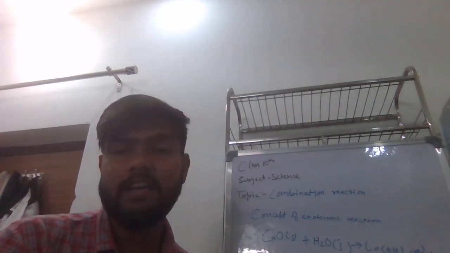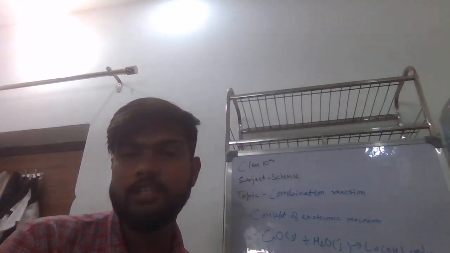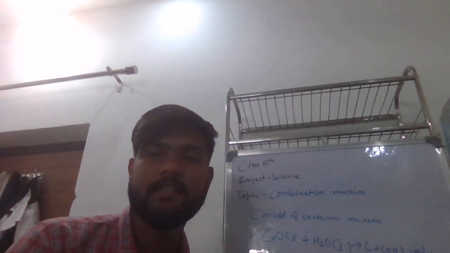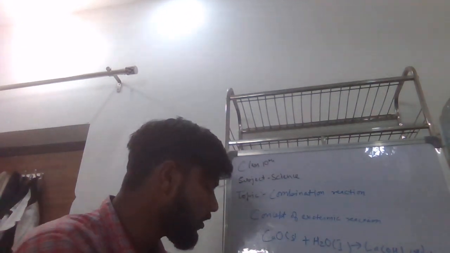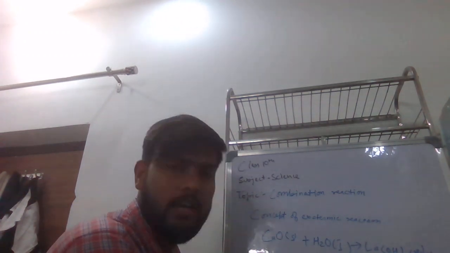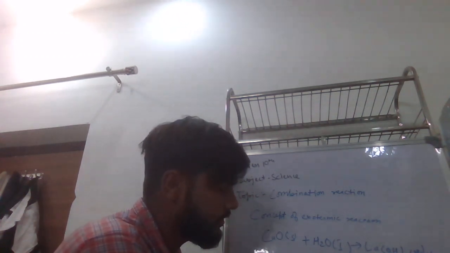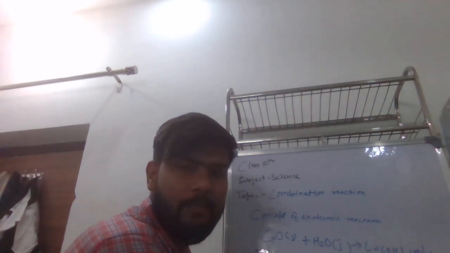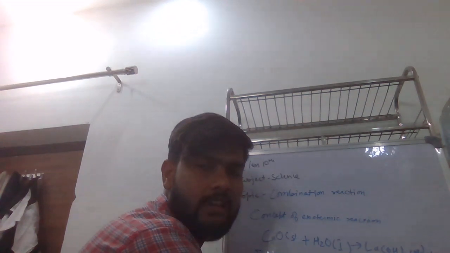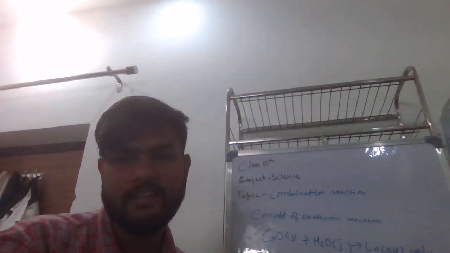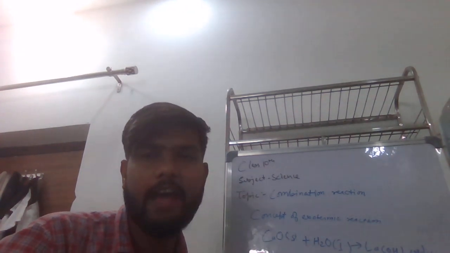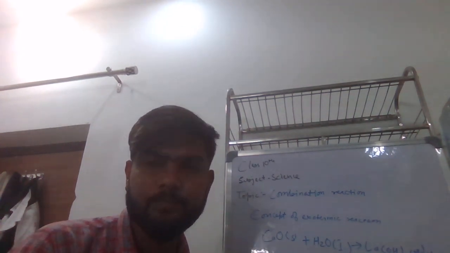Example: nitrogen combines with oxygen to give nitric oxide, and heat is required for this reaction to occur. Here is the equation: N2(g) + O2(g) + heat reacts to give 2NO(g). So this is the reaction. I hope everyone is clear about endothermic and exothermic reactions.